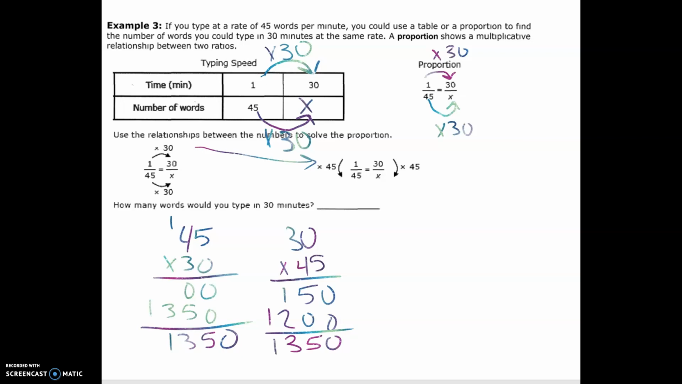So if you did 45 times 30, you should get 1,350. If you chose to do the 30 times 45, you'd still get 1,350. So it looks like our answer for 30 minutes is 1,350 words. All right, go ahead and flip over to the next page, and we're going to do one more example of the word problems.